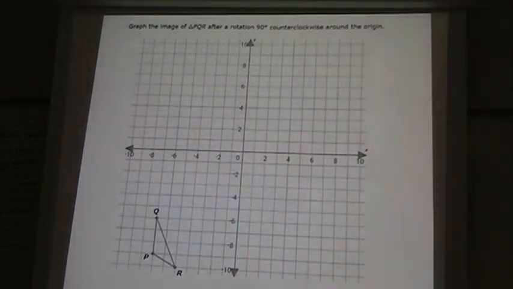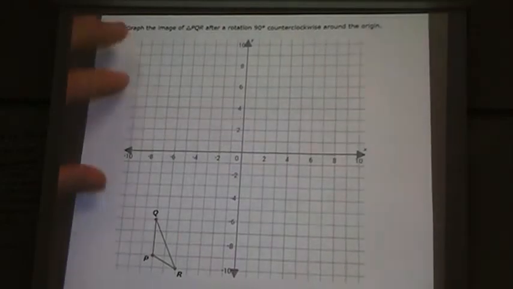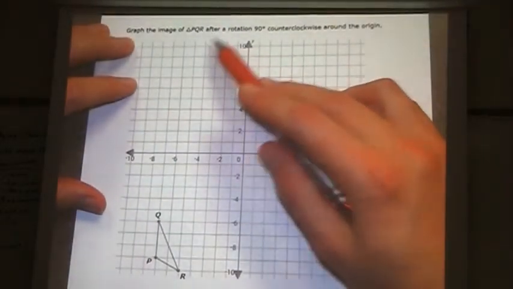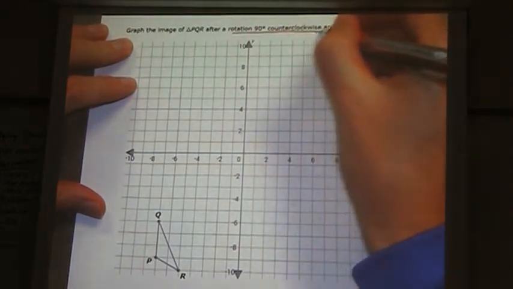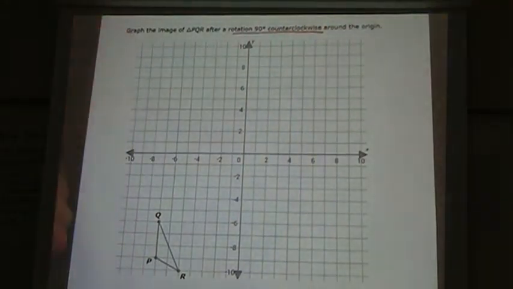Rotations examples. Here we go. First one, it said our first type of problems are going to be graphing the images. This is similar to the reflections in that I think they're easier if you have paper in front of you, but we have Chromebooks. So we're going to kind of adjust how we do this, and that's okay. It says graph the image of the triangle after a rotation of 90 degrees counterclockwise around the origin.